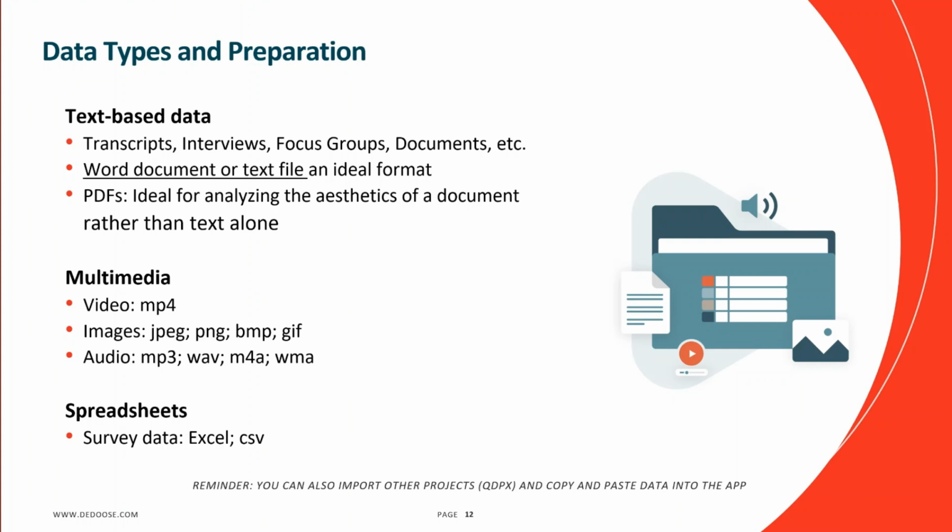For multimedia, like I said earlier, video, images, and audio all work really well in Dedoose, and those are the file formats for you. And then spreadsheets, if you have any survey data, you can also add demographics, any categorical variables that you want to attach to any of your files. You can do so via Excel or a CSV.